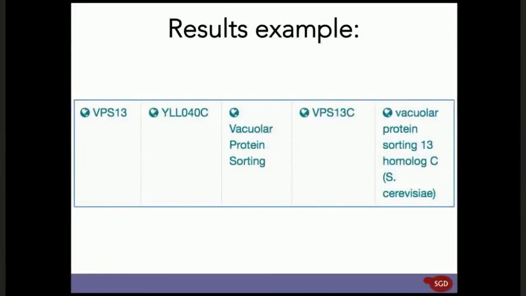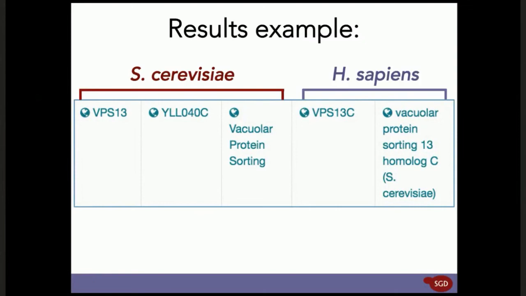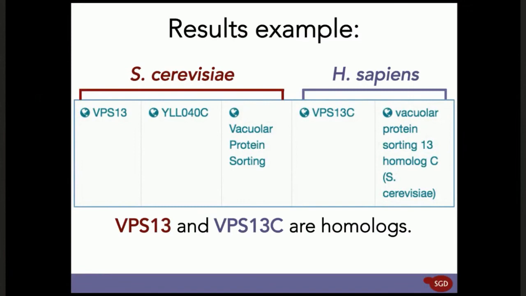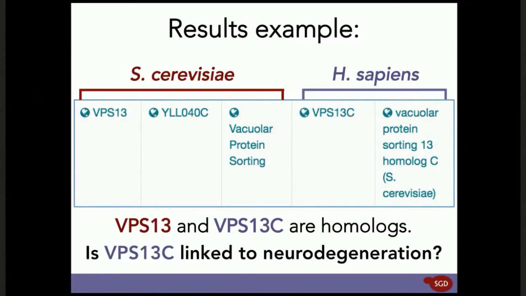So here's an example of one of the results in our query. VPS13 is one of the S. cerevisiae genes we pulled from our mitochondrion organization search on the SGD website, while VPS13C is its Homo sapiens homolog. Since VPS13 is involved in mitochondrion organization, and since VPS13 and VPS13C are homologs, is VPS13C linked to neurodegeneration or mitochondrion organization as well?